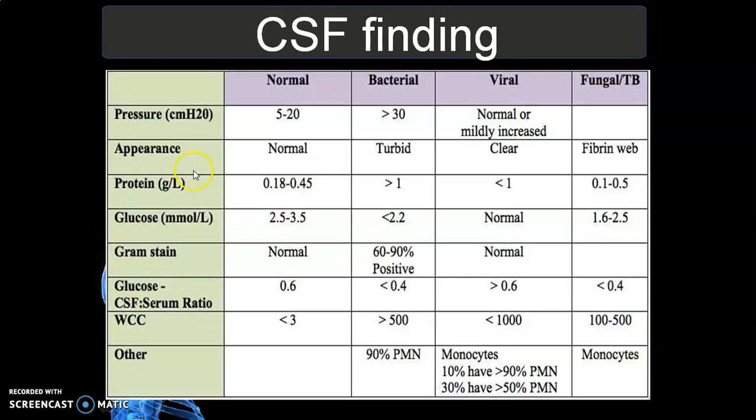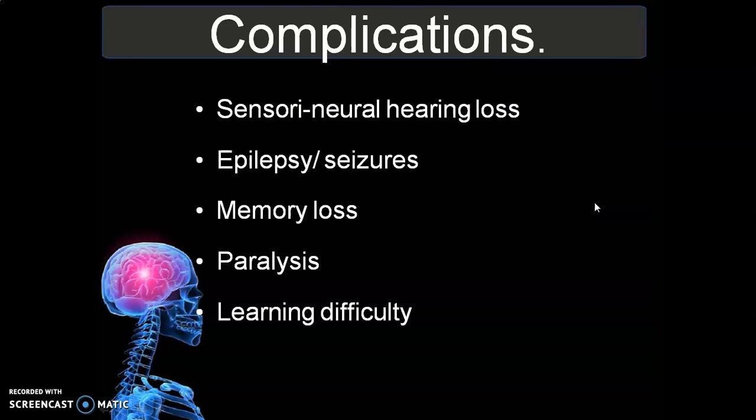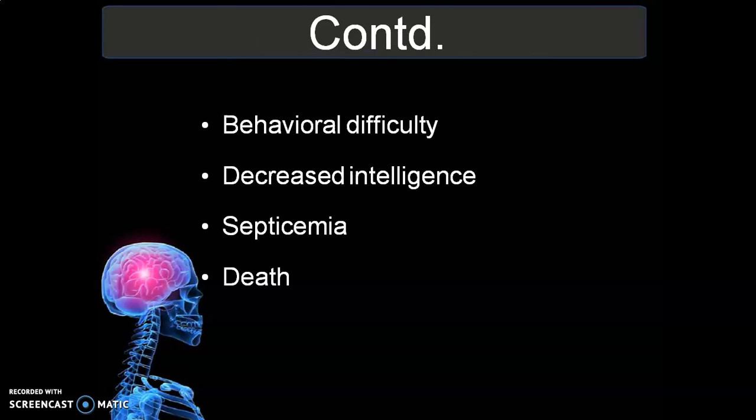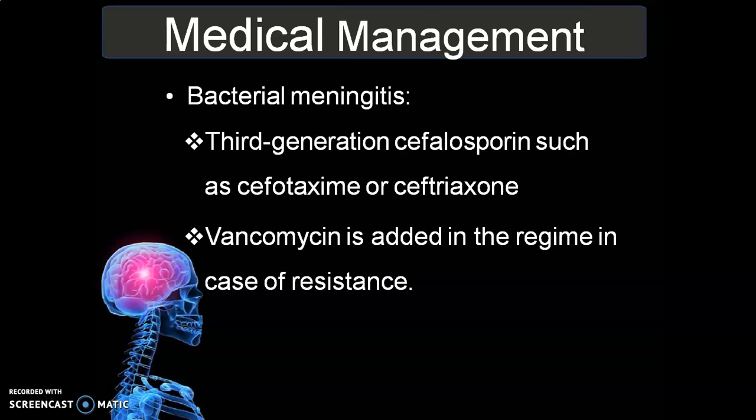So this is the CSF finding. This one is the normal values of the CSF. This one is for the bacterial. This one is for viral, and for TB and fungal, these are the findings. So what will be the complications? The complications are sensorineural hearing loss, epilepsy, seizures, memory loss, paralysis, learning difficulty. All right. Behavioral difficulty will be there, decreased intelligence, septicemia or death may also occur.